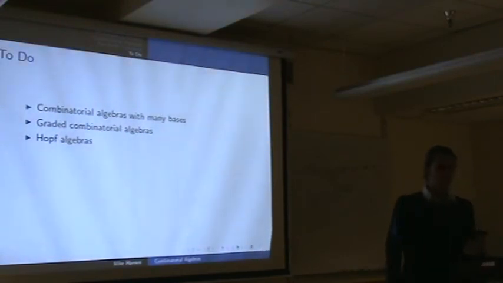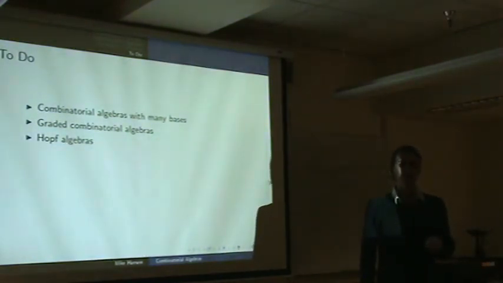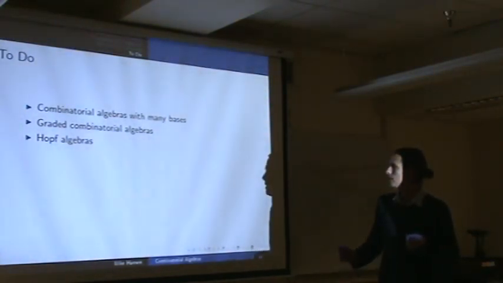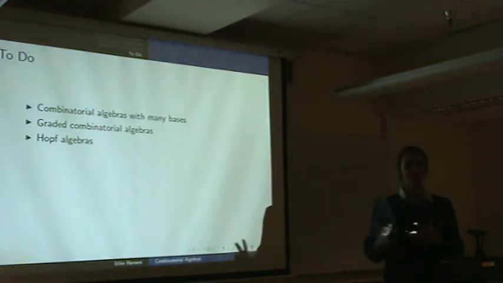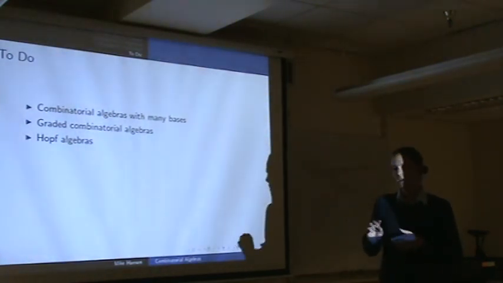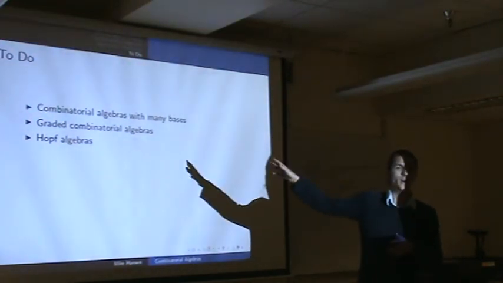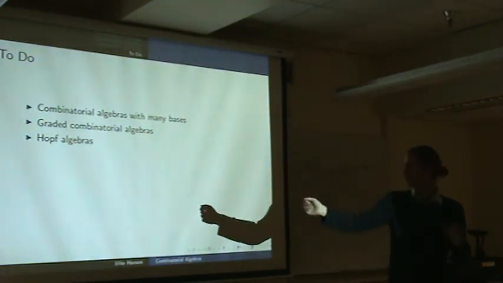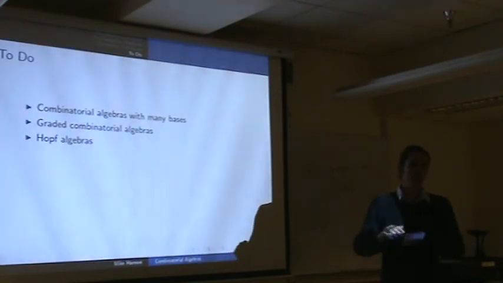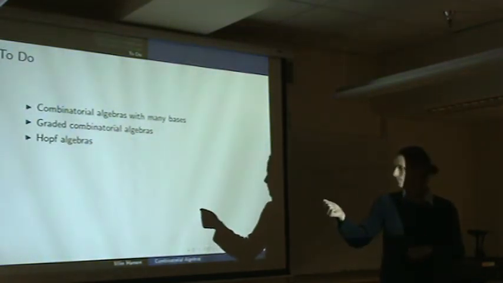There's also these things called Hopf algebras. They're pretty interesting. Symmetric functions are actually part of the Hopf algebra. Group algebras and Lie algebras are all instances of Hopf algebras. A Hopf algebra is an algebra, but it also has this thing called a coalgebra.